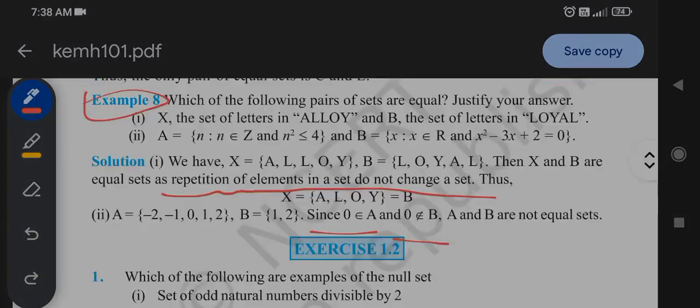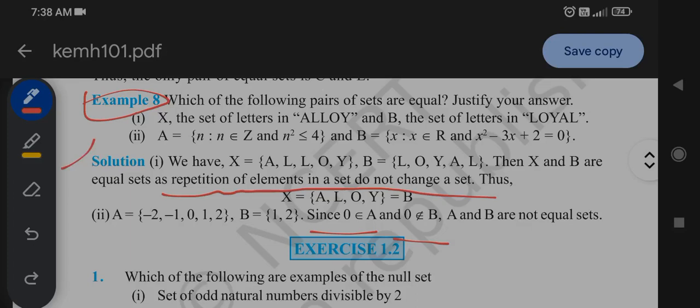Example 8. Which of the following pair of sets are equal? Justify your answer. First, X, the set of the letters in ALLOY, and B, the set of letters in LOYAL. Second, A is equal to open brace n such that n belongs to Z and n square less than 4, and B is equal to x such that x belongs to R and x square minus 3x plus 2 is equal to 0.